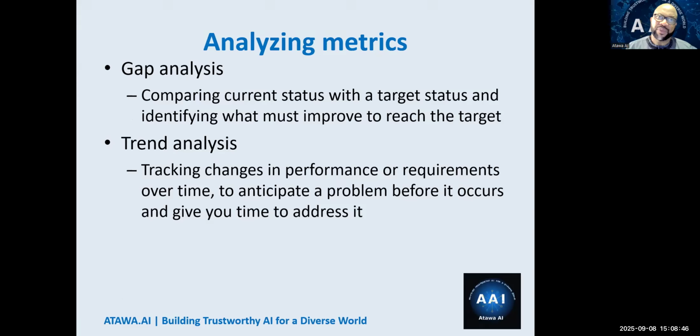Then I also have something called a gap analysis. Basically, it's where I am to where I want to be. And I'm checking in the middle to help me improve to get to my target, right?